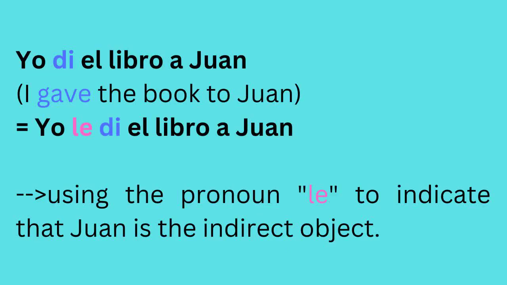Another situation where we use indirect object pronouns is when the indirect object comes before the verb. For example, instead of saying, "Yo di el libro a Juan," I gave the book to Juan, we would say, "Yo le di el libro a Juan," using the pronoun le to indicate that Juan is the indirect object.